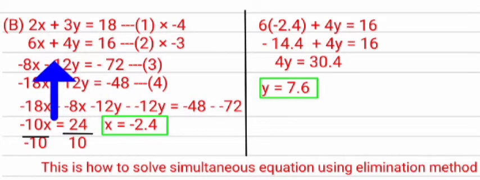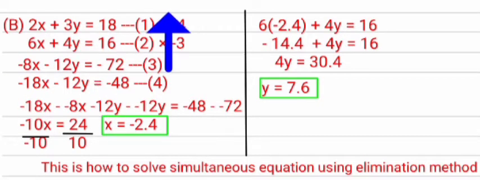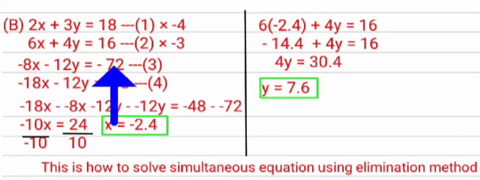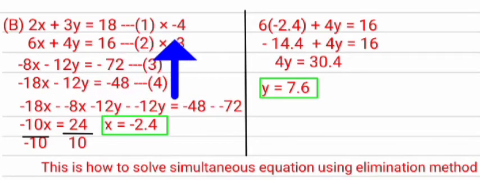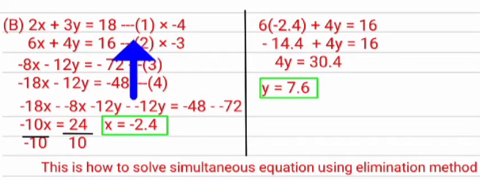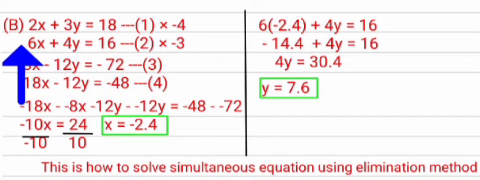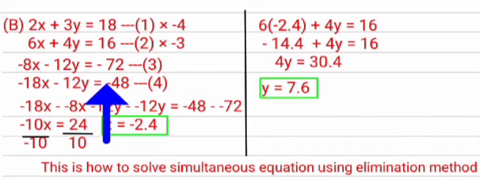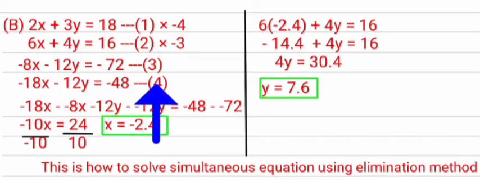So basically, what we do to get the whole of this is to multiply the whole of equation 1 by negative 4. So that gives us negative 8s minus 12y is equal to negative 72. And then we do the same thing here again. We multiply the whole of equation 2 by negative 3. So that's going to give us negative 18s minus 12y is equal to negative 48, equation 4.